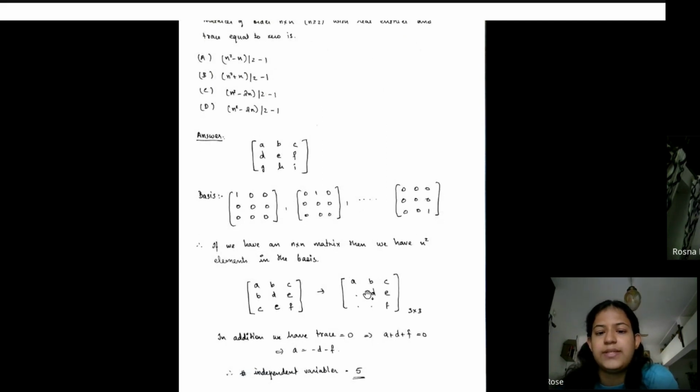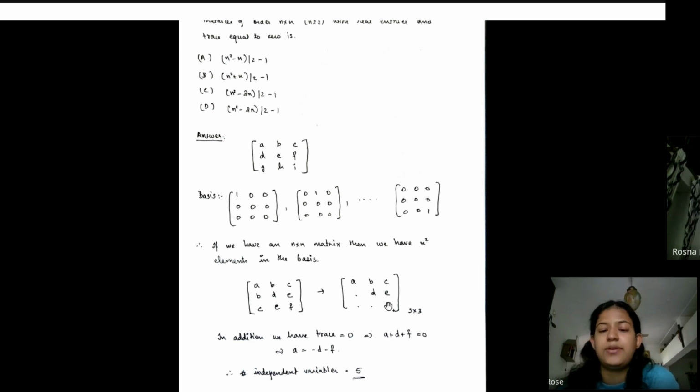That is D plus A plus D plus F equal to 0. So you can replace one of these elements by a linear combination of the others. So in total, you can take one more element reduced, because one of them is linearly dependent. So the total number of independent variables is 5.